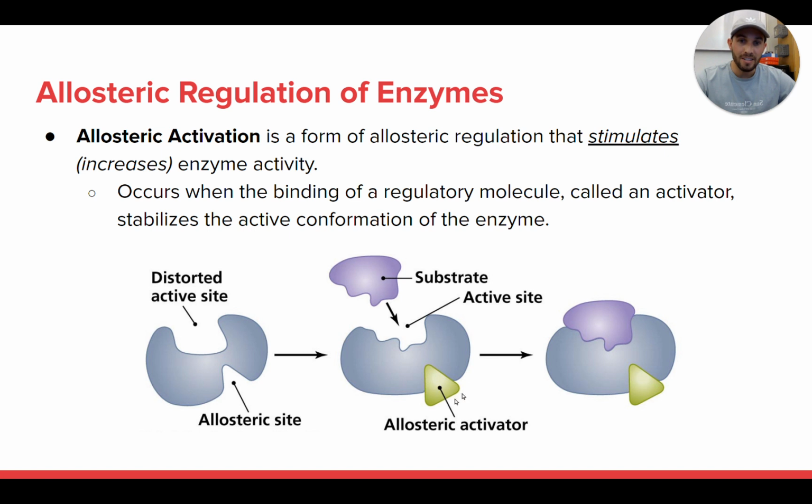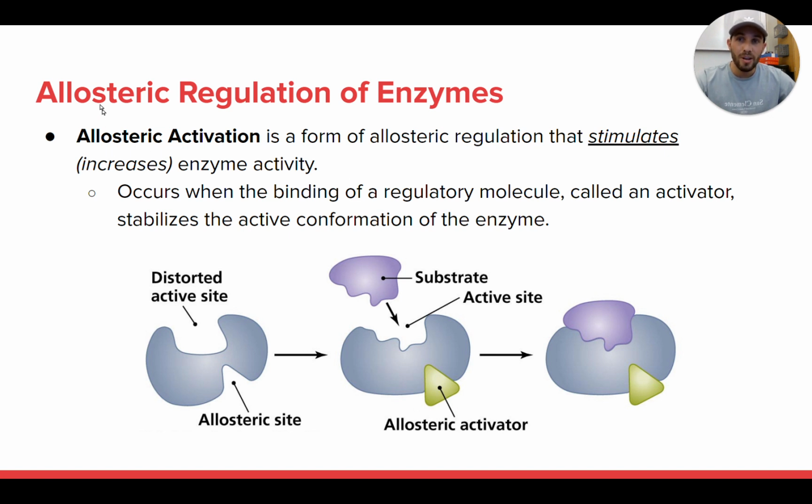So an activator is a regulatory molecule that's binding to this enzyme in a way that's causing it to change shape into its active conformation. So now this enzyme is on and able to bind to substrates and catalyze this certain chemical reaction. And so that's what allosteric activation looks like.